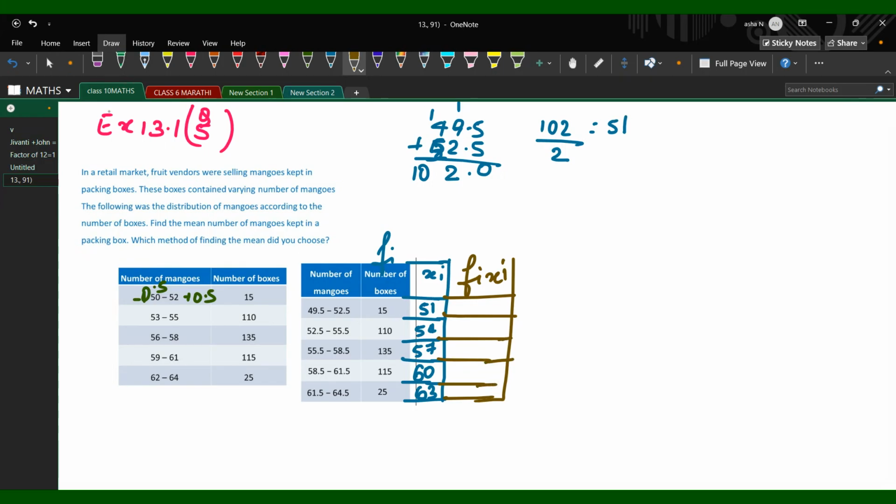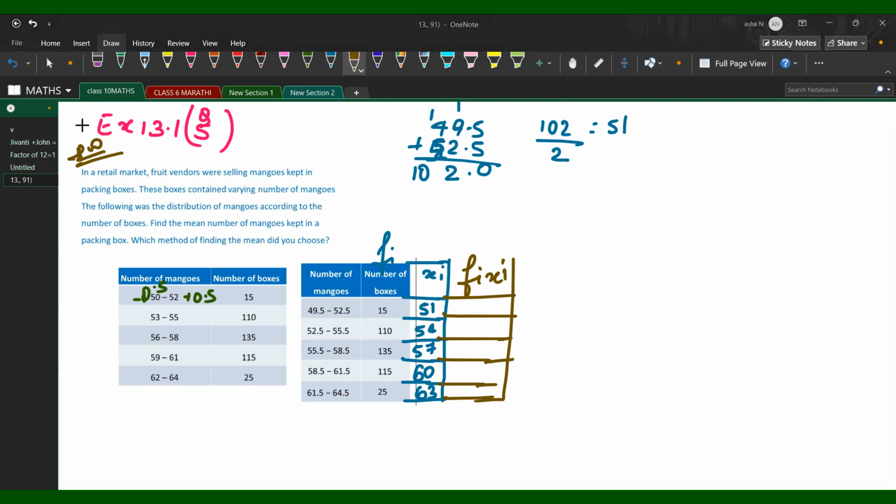Okay, so chalo, from here onwards you can take it as homework. So this question will be homework. You have to complete this question.